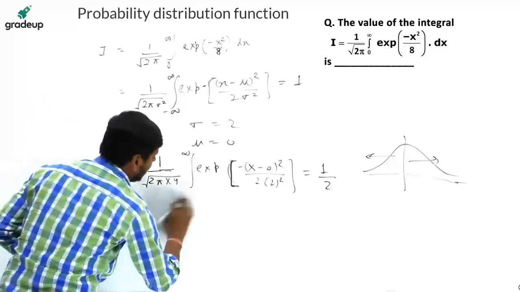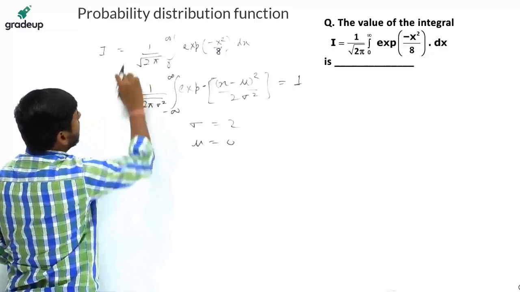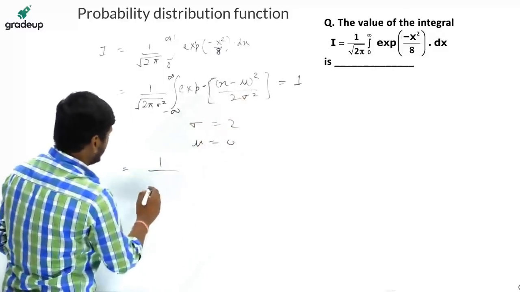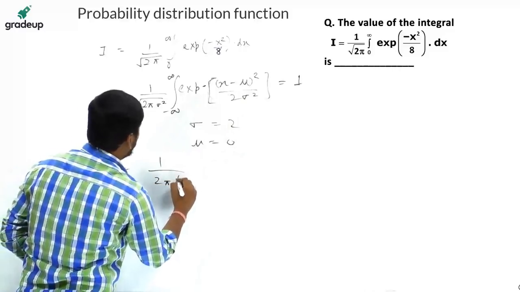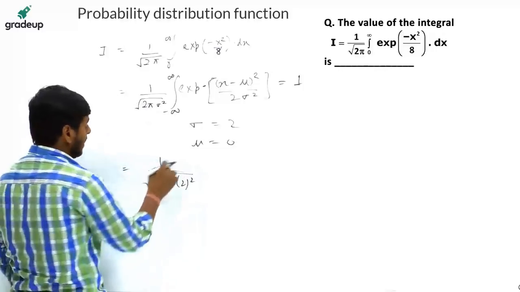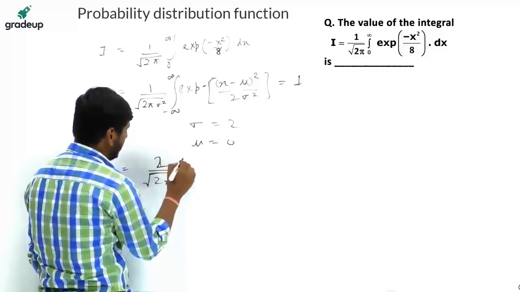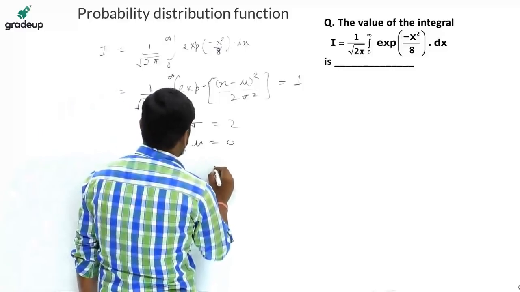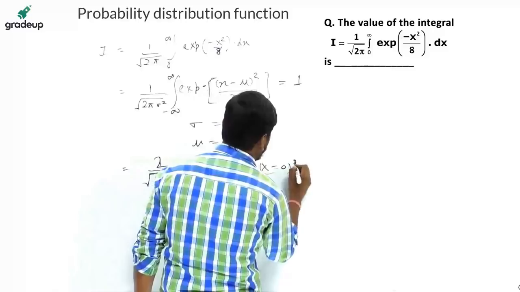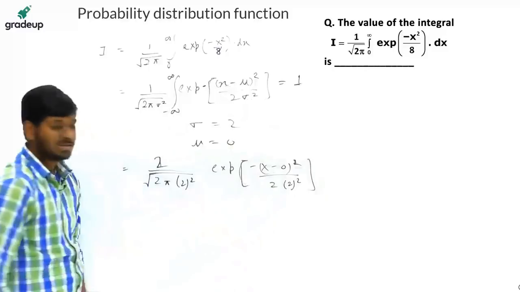Now I am changing the limits from 0 to infinite. Let's compare this function with this function. How we will compare? Sigma is equal to 2, so 1 divided by 2 pi 2 square. If 2 square is multiplied in the denominator, in the numerator we have to also multiply with 2 square under root. Under root 2 square is 2 only, so this is same. Now exponential minus x minus 0 whole square divided by 2 into 2 square. Okay, this is the function.